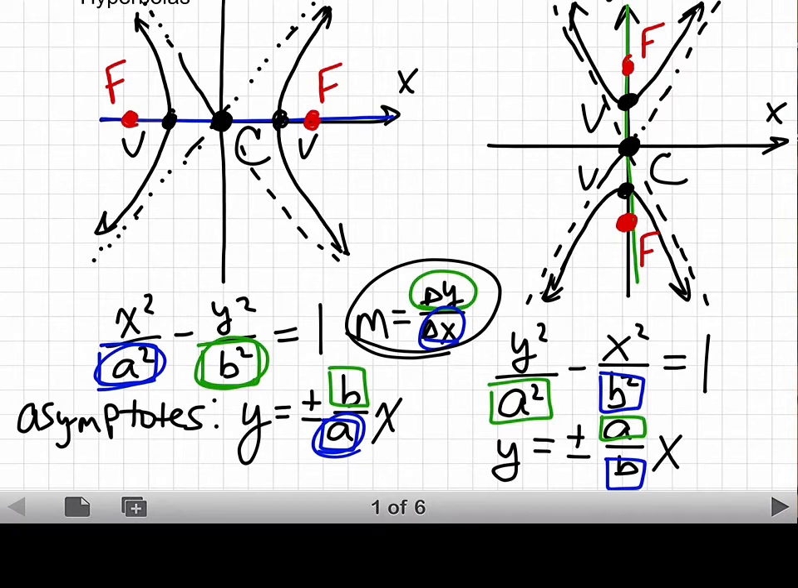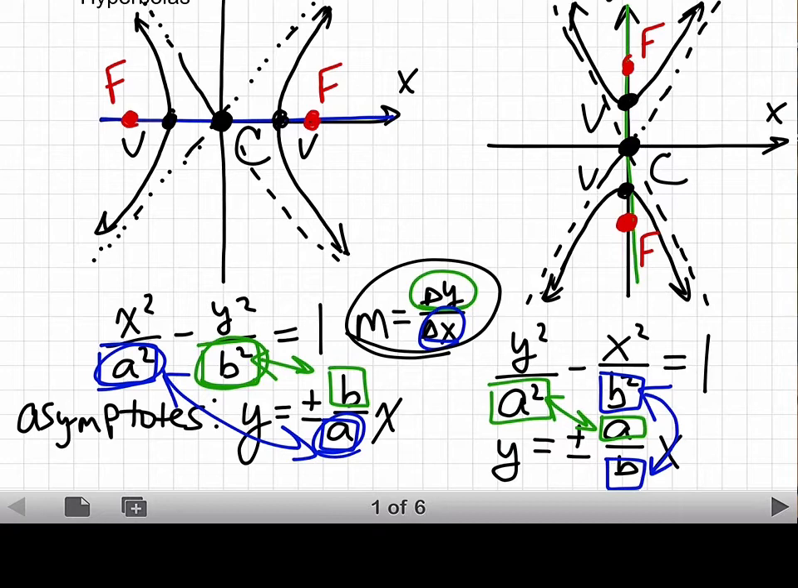And always remember, the letter that's associated with y is in the numerator of the slope, and the letter that's associated with x is in the denominator of the slope. And because these equations have a squared and b squared, we're going to square root those numbers to get a and b. Now I know this is a lot, and we're going to go through a few examples, and then I'll wrap up and give you all of these equations again. So, sit tight for that. But I have just a little bit more to go over on this page before we get to those examples.